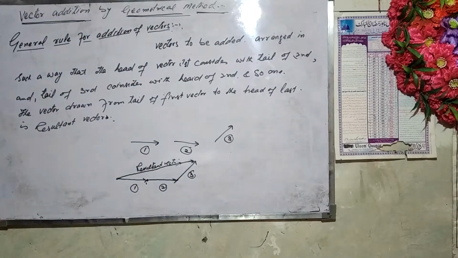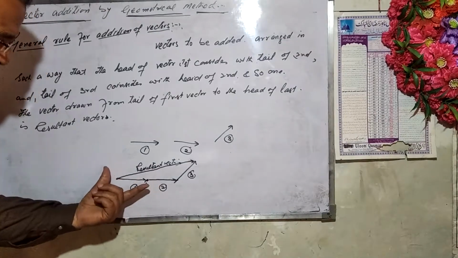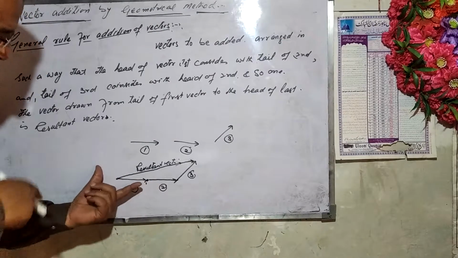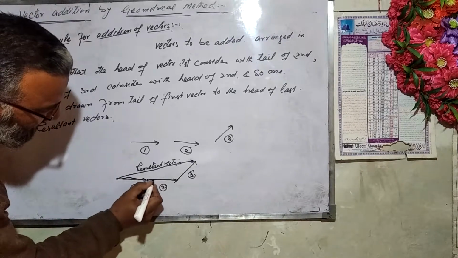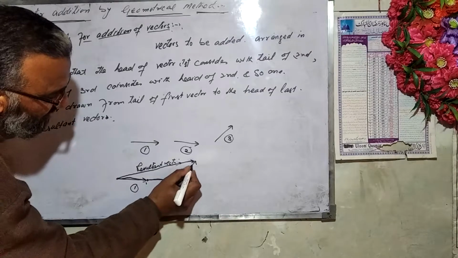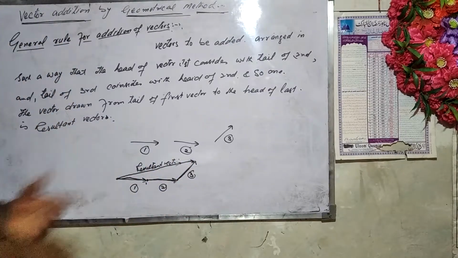So the resultant means the single vector which produces the same effect as is produced by the individual vectors taken together. ठीक है, so this is resultant vector.